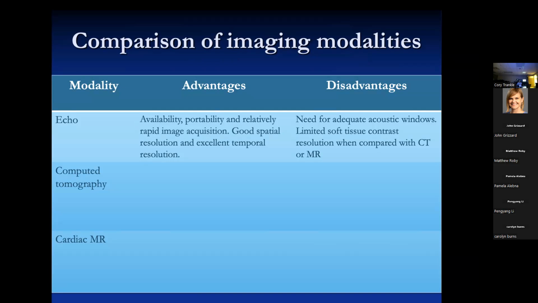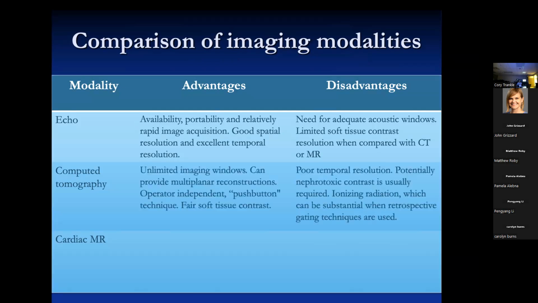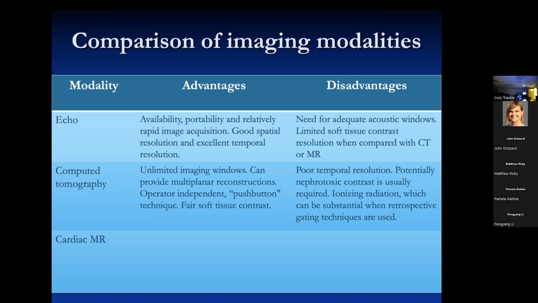CT is a little bit better in terms of being comprehensive in its coverage, and it's a push button technique, which is kind of appealing. It's not quite so intensive. It's not as hard a job for them, but it doesn't have great temporal resolution. You can't really demonstrate motion very well unless you do gated techniques, in which case you're giving them a lot more radiation. But with MR, you're able to get around all those limitations.